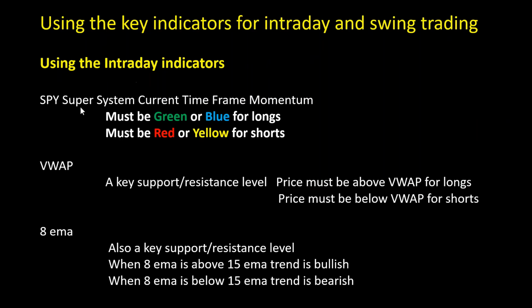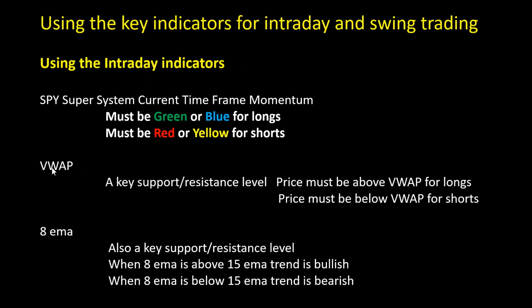This is intraday trades. The SPY Super System current time frame momentum must be green or blue for longs. If you're going long on a 5-minute chart, that current time frame momentum is going to be green or blue if you're going to take it long. Otherwise, please don't take it long. And it must be red or yellow for shorts if you're going to go short. Right? That's the color of that momentum indicator, the current time frame, the one on the bottom of the chart. Now, that's one thing. Okay, that tells you whether the institutions are in there long or short.